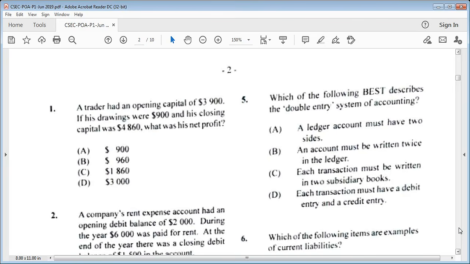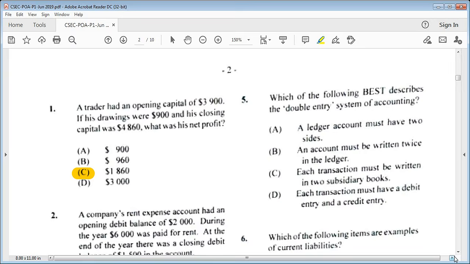So here we have our opening capital, $3,900. Then we're going to less drawings, $900 from that. So we're left with $3,000. And then we deduct that from the closing capital of $4,860. So $3,000 from that, we're left with $1,860. So our answer is C.